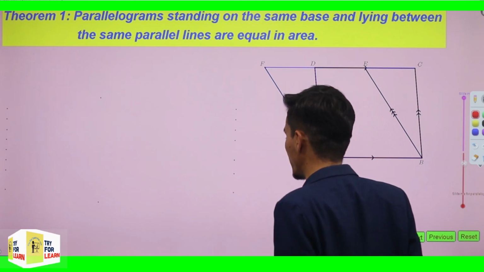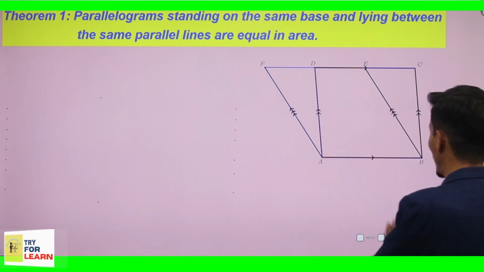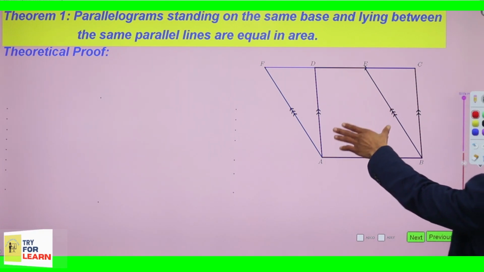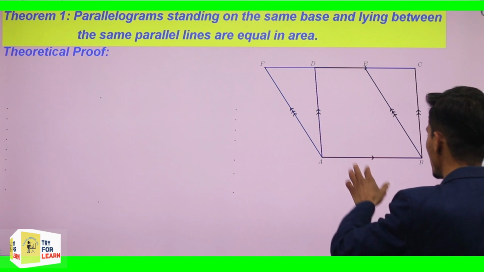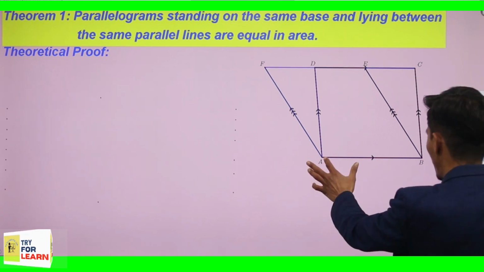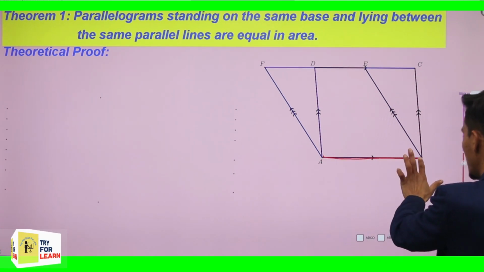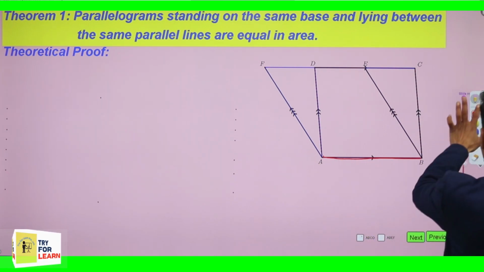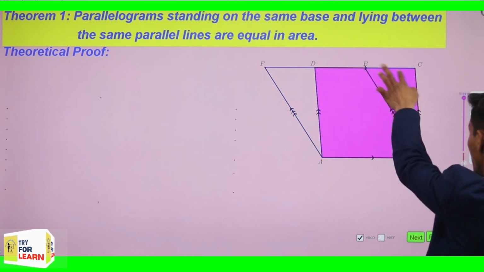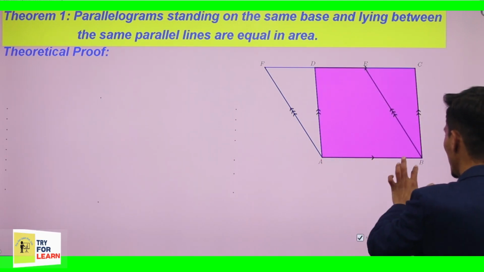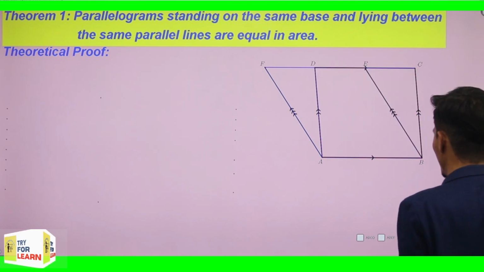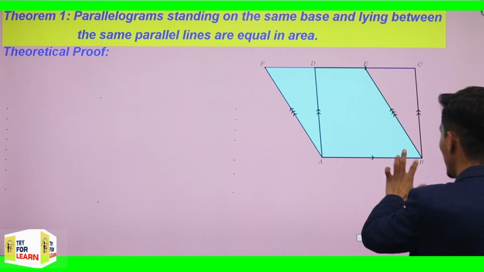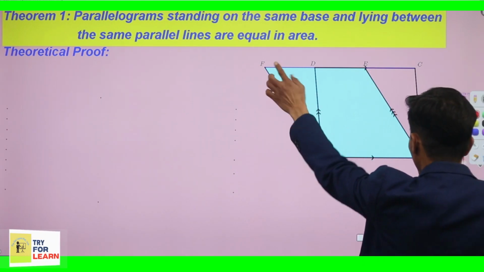Let's see this method. First of all, for this theoretical proof, you need to draw two parallelograms standing on the same base and between the same parallel lines. Here you see parallelogram ABCD is drawn on the base AB. On the same base AB, you need to draw another parallelogram, ABEF.